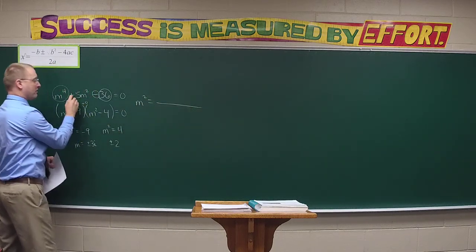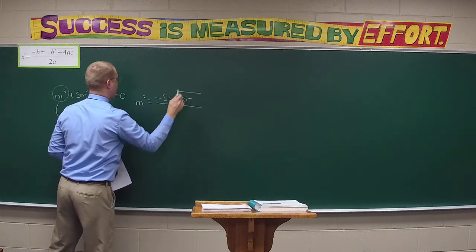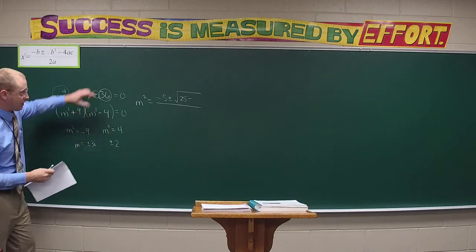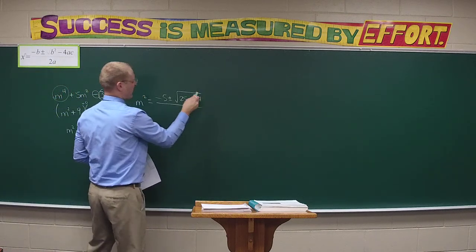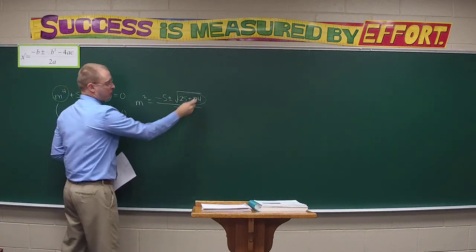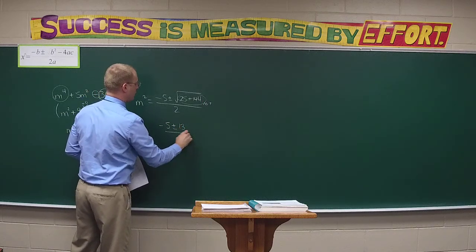And then for the negative b, that would be a negative 5 plus or minus the square root of b squared, which is 25, minus 4 times 1 times negative 36, which would make this a positive now, 144, or subtracting the negative 144, all over 2a. 25 plus 144 is 169. Square root of 169 is 13. You get negative 5 plus or minus 13 all over 2.